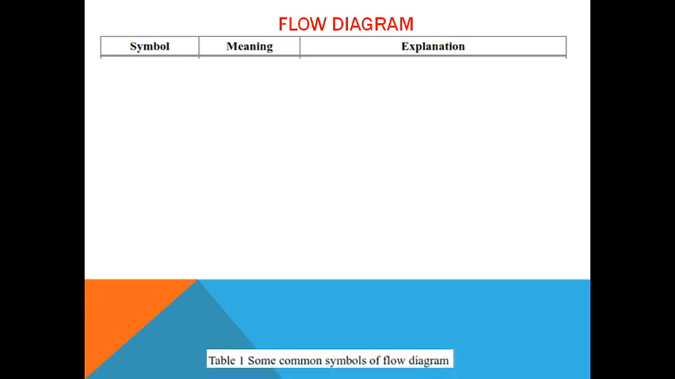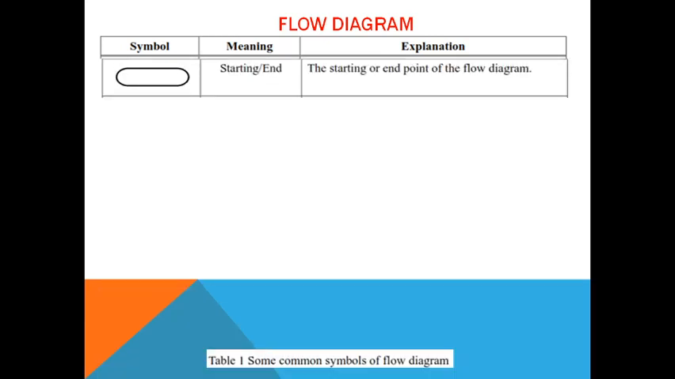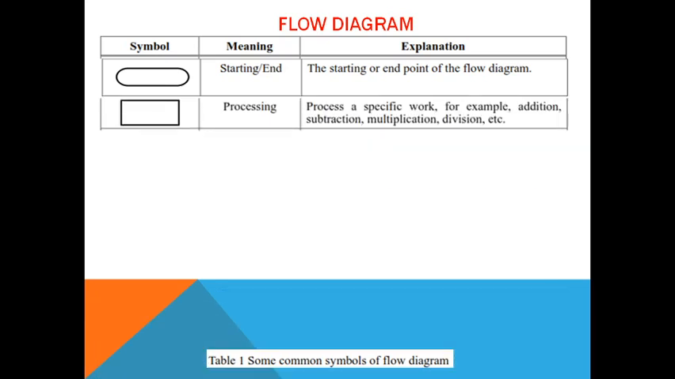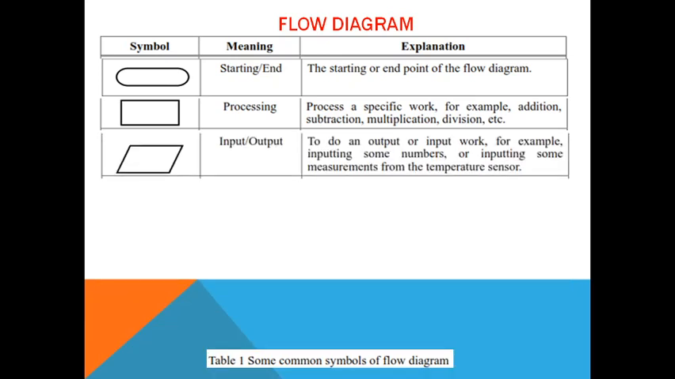In the flow diagram, a table of symbol, meaning and explanation is given. The first symbol is used for starting and ending. The explanation is the start or end point of the flow diagram. The next symbol is used for processing. It processes a specific work, for example, addition, subtraction, multiplication, division, etc.